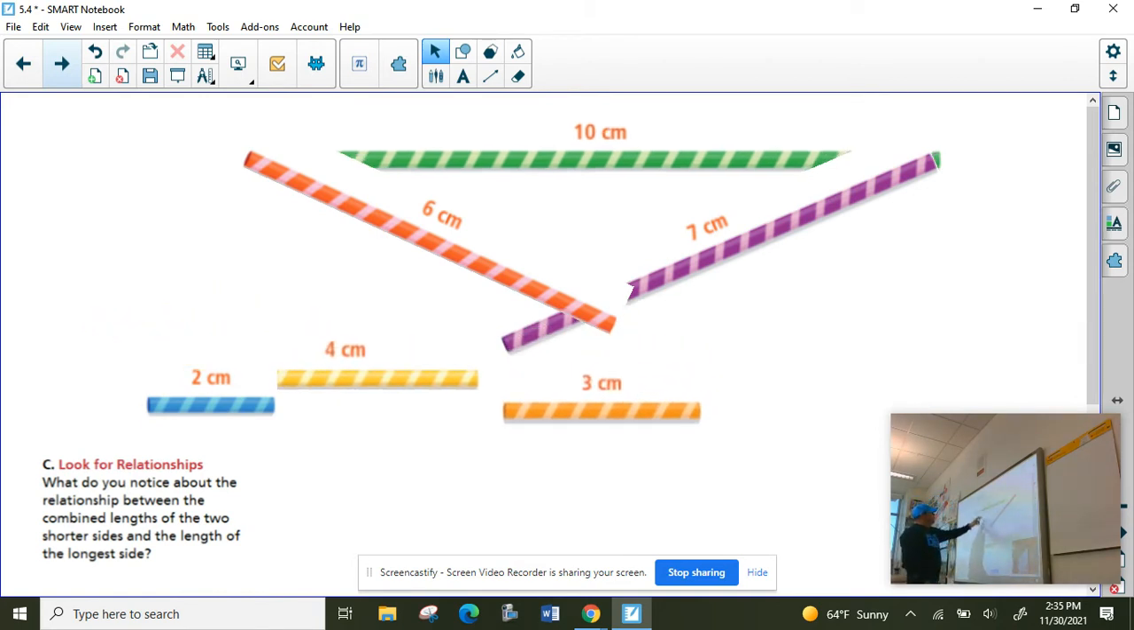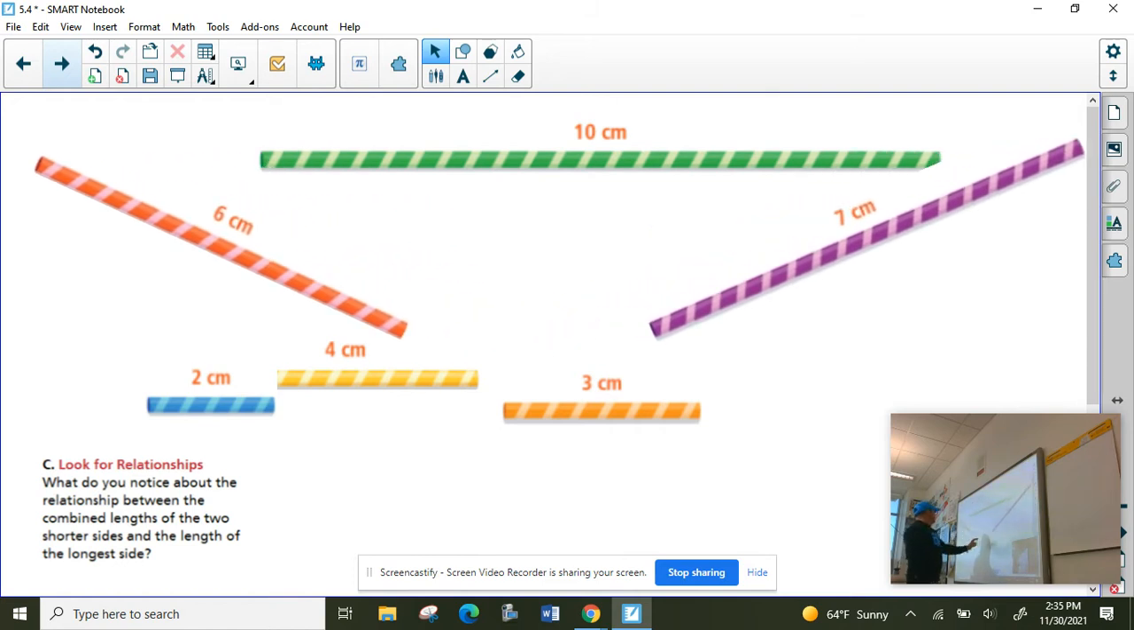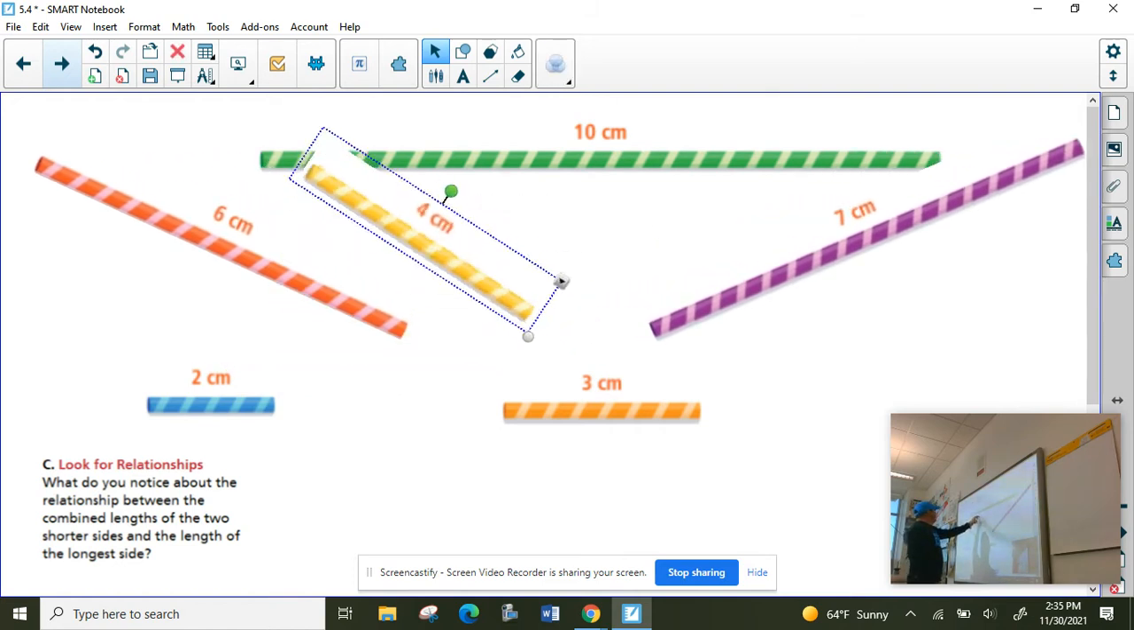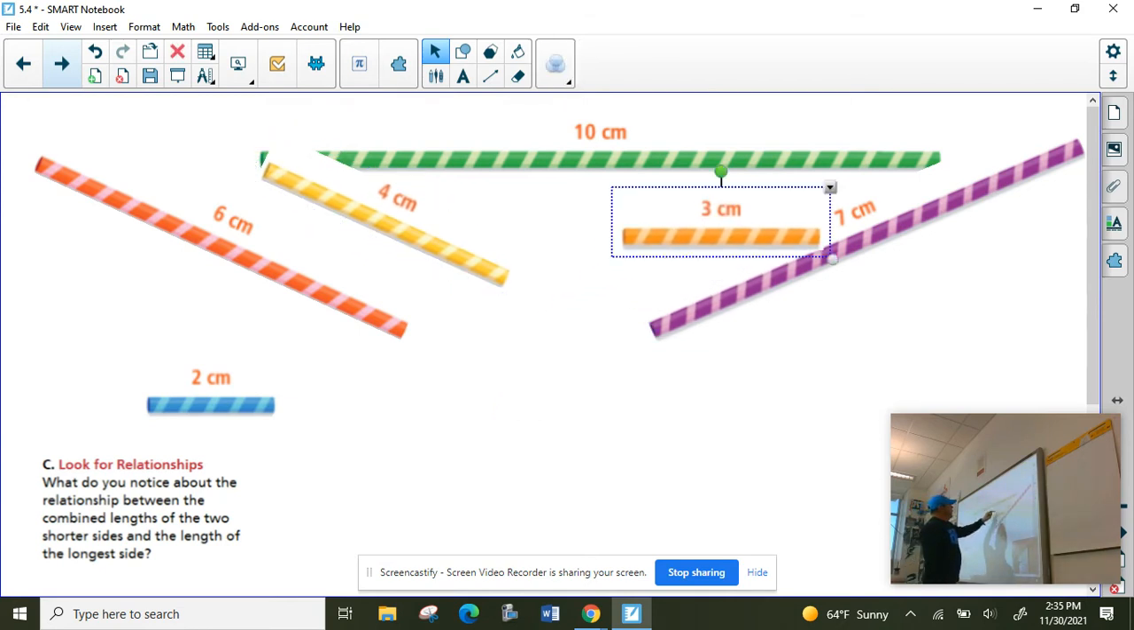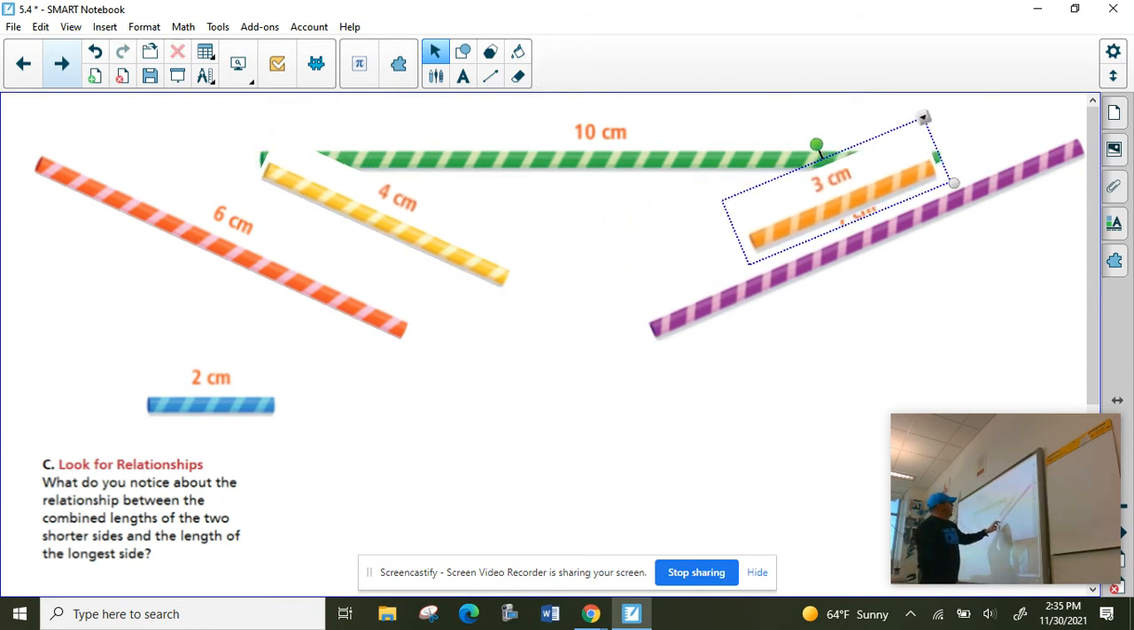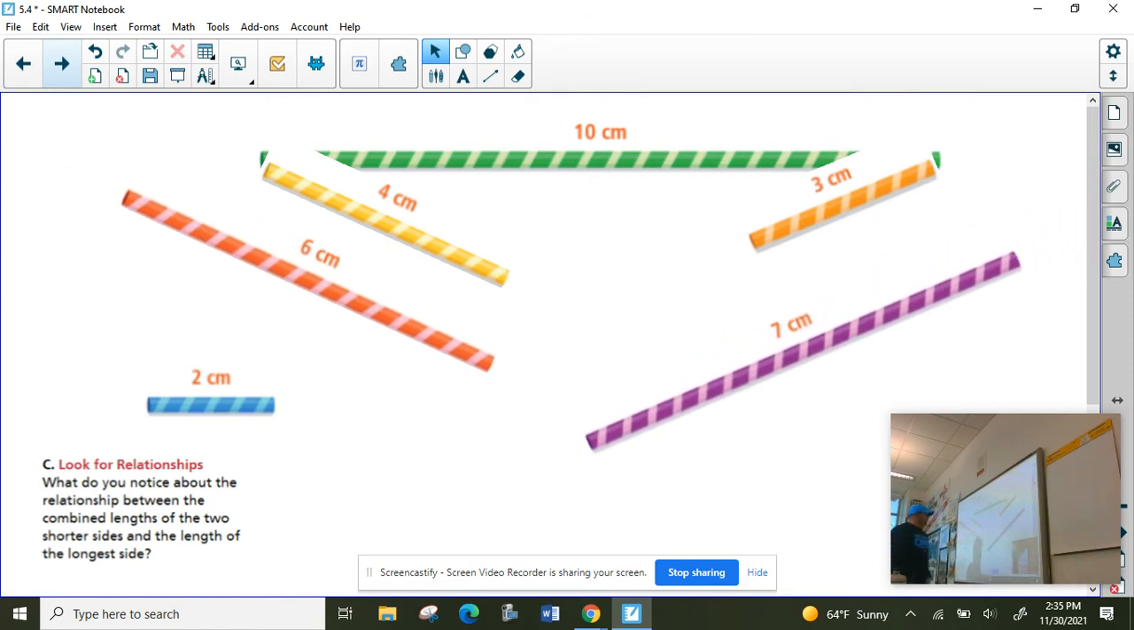But what happens if we did 10, 4, and 3? Would these actually connect to make a triangle? And as you can see, they don't. So you're supposed to take a look and ask, what can you figure from that? 6, 7, and 10 did, but 10, 4, and 3 didn't. What do you think? Would 2, 4, and 6?